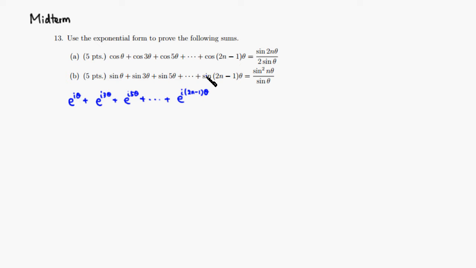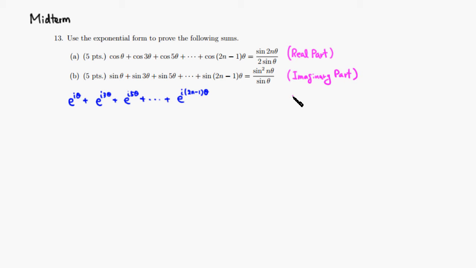Then you can see that if you take the real part, you're going to get the cosine, and this is going to be the imaginary part. But you notice that this happens to be a geometric series, and this is a partial sum of a geometric series.